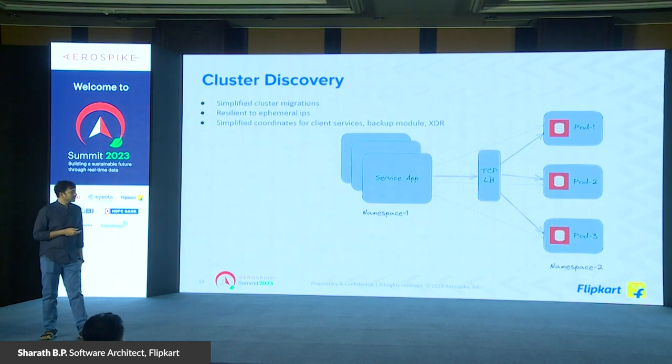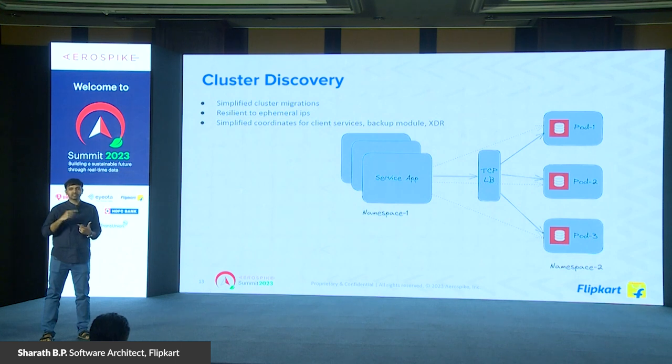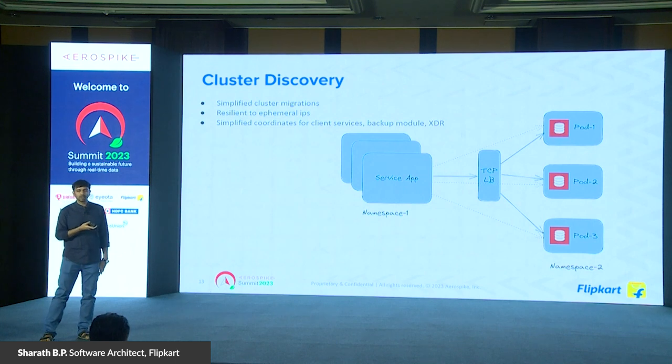So one more optimization we did is in terms of cluster discovery. As a DBaaS team, we keep on running some migrations, in the sense that we change the hardware or we perform certain activity on the infra side where the pod IP can change, because that's the nature of Kubernetes. And we don't want to involve the customers, so we don't want our clients to come online and change their discovery endpoint. To simplify this, we also create a TCP load balancer on top of Aerospike. And these coordinates are pretty much fixed for clients, the backup module, and the XDR.